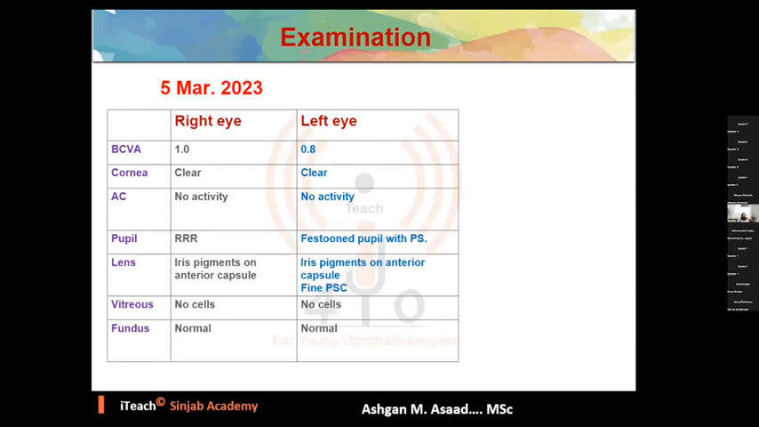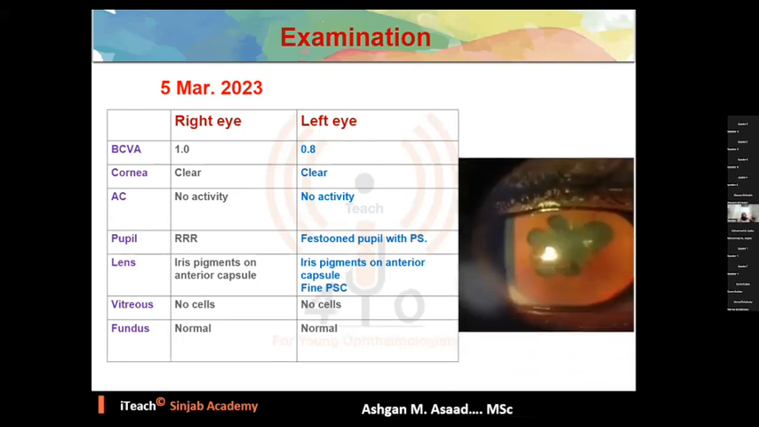The pupil was festooned with posterior synechiae, iris pigments on the anterior capsule, and the fine posterior subcapsular cataract were removed.